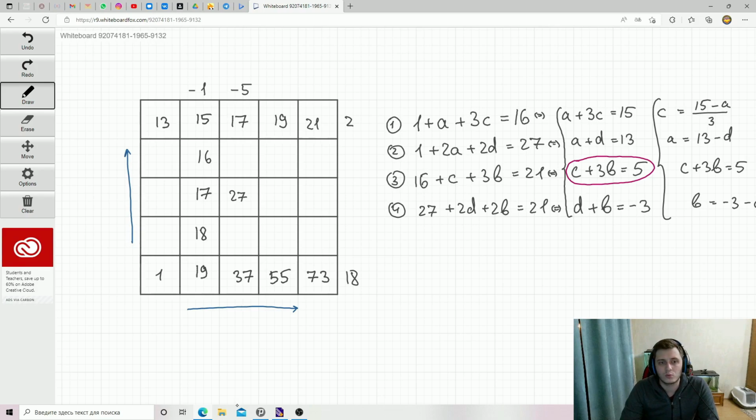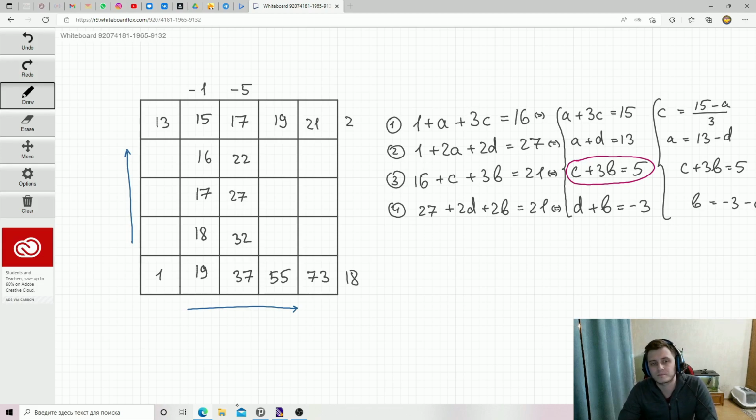Well, let's take the third column. When moving from the bottom up, each next square will be 5 less than the previous one, so the next square from the bottom up from 37 is 32. The next one is 27, then 22 and 17. Well, it's pretty easy to fill out the rest, because we already have 2 adjacent squares for each line. For the second, third, fourth line, that is, we can immediately sign their difference.